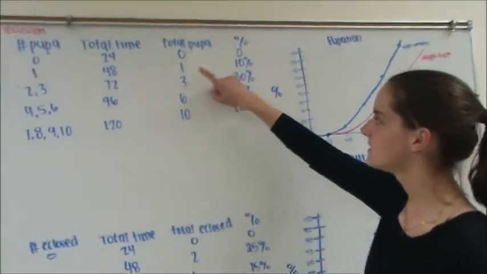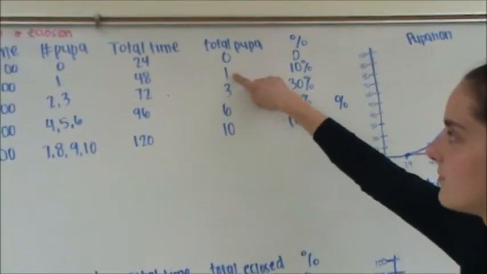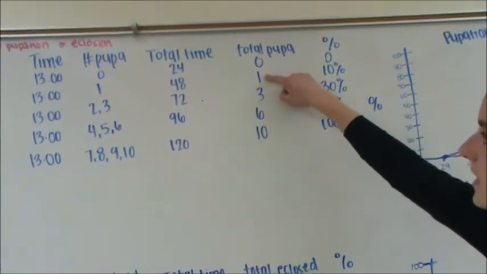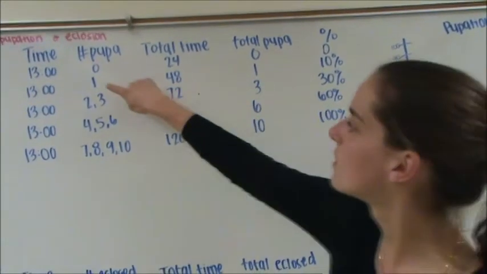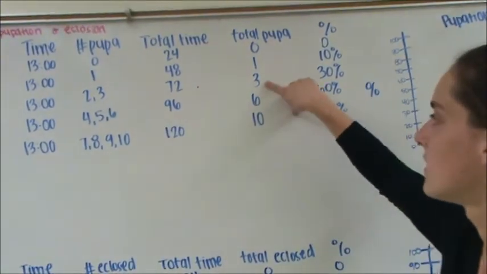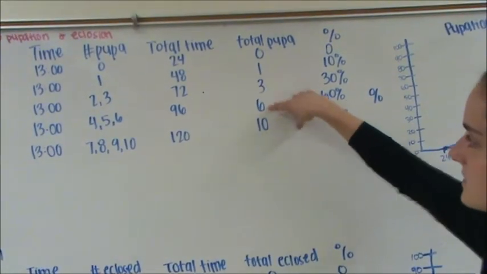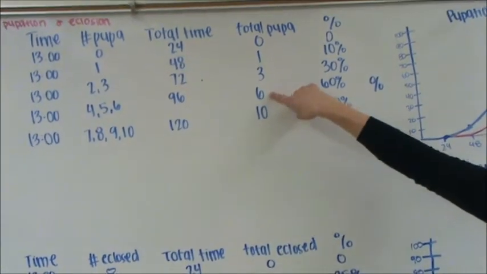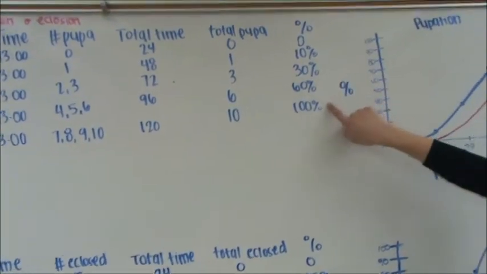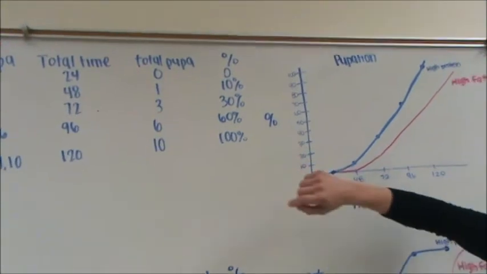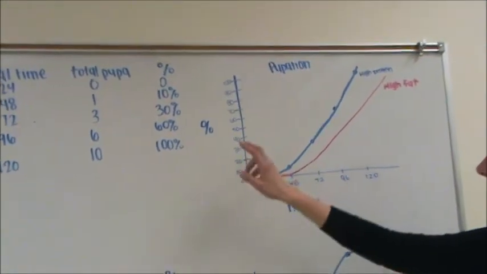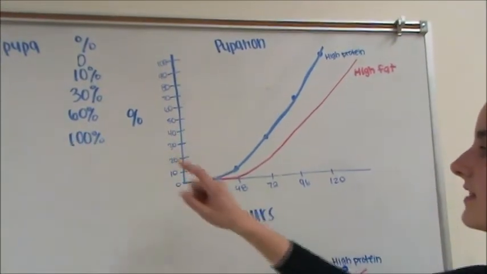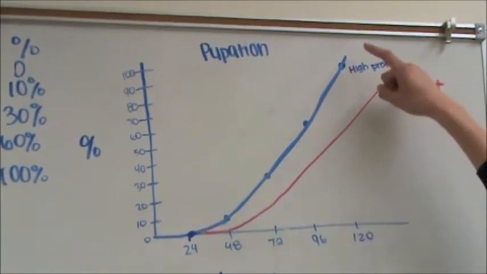And so you'll need to count up your total pupa that have pupated on certain days. Like on day 2 you have 1, day 3 you have 1, 2, and 3, so that's 3 pupa. And then on day 4 you have 6 because you have 1, 2, 3, 4, 5, 6. So you have 6. And then you find the percent. Then on your graph you want to have percent and the number of hours, and then you can just graph your hours and your percent and make a nice line graph.